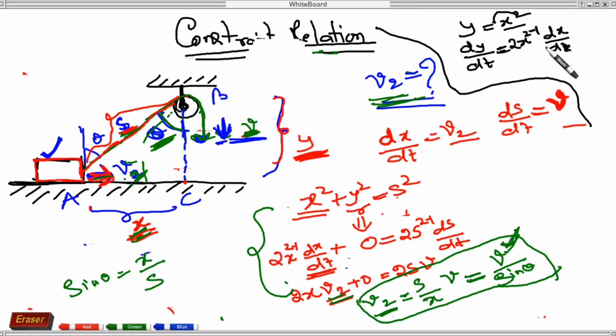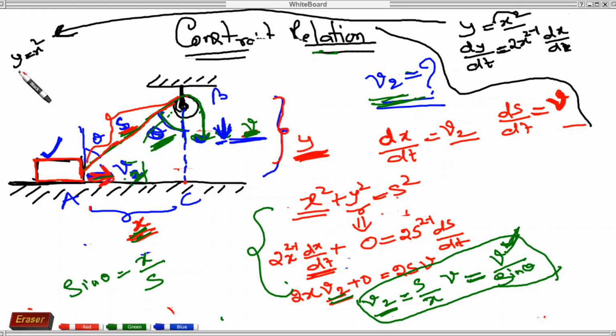If you are not getting this, I am showing you in another way. Like I told you, y is equal to x square. Earlier I told you dy over dx is equal to 2 x raised to the power 2 minus 1. What would it become? 2x. So dy is equal to 2x dx.